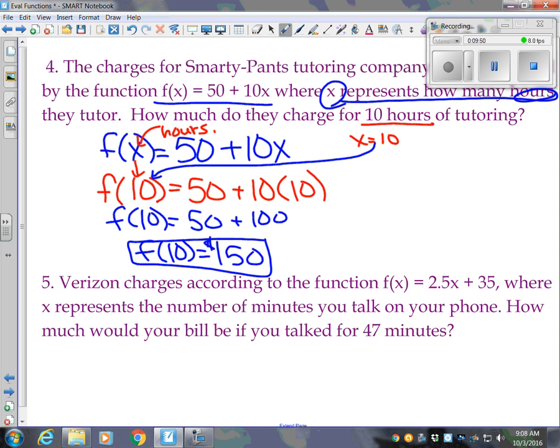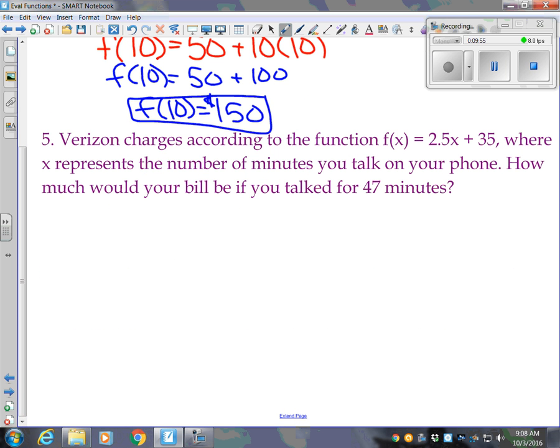Is it getting a little bit easier now as we're doing a few more problems? Okay. Number 5. Verizon charges according to the function f of x is 2.5x plus 35, where x represents what? Circle x. The number of minutes. So pay attention, make sure you know what x is. X represents the number of minutes you talk on your phone.